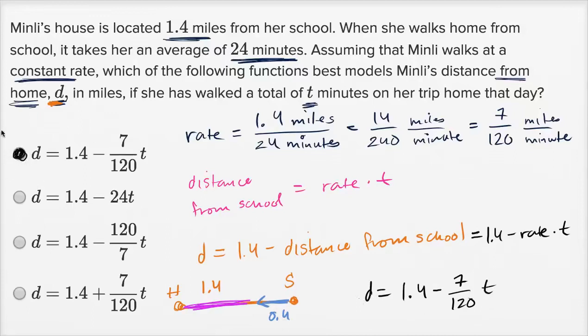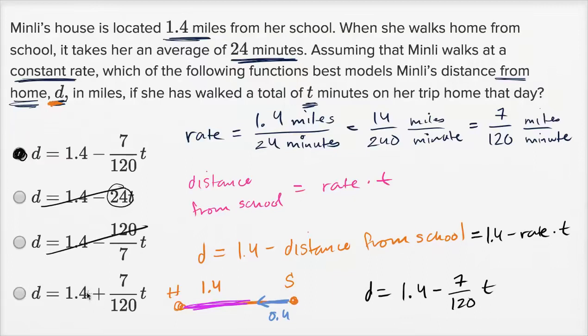And if we look at the choices, that's going to be this first choice over here. And it's fun to look at the other choices and to think about how we could have ruled them out fairly quickly. Well, this one has 1.4, the distance between the two places, minus 24t. Well, this isn't the rate right over here. That's how long it takes her to walk. It's not the rate, so you could rule that one out. This one is 1.4 minus the reciprocal of the rate, so that's a strange answer.